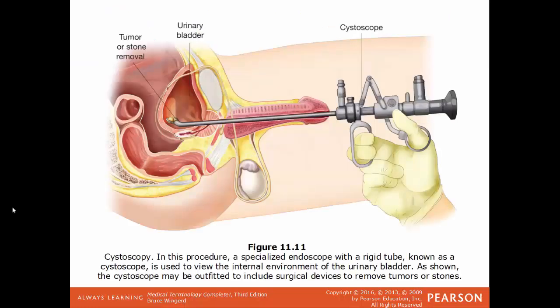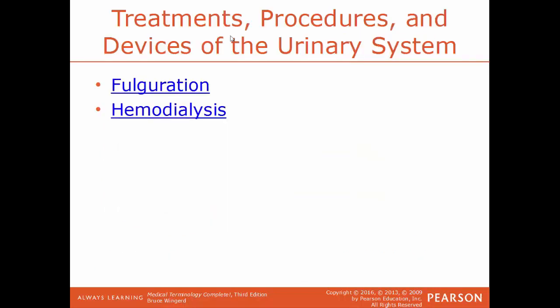Alright, in this illustration, we have an example of cystoscopy, a visual exam of the urinary bladder. And the way it's done is a cystoscope here would be inserted into the urethra, in this case the end of the penis for the male, and then it would extend all the way into the bladder itself. And the end could also be used to remove stones or remove tumors, or just used to visualize the inside of the bladder. So our next term, fulguration.